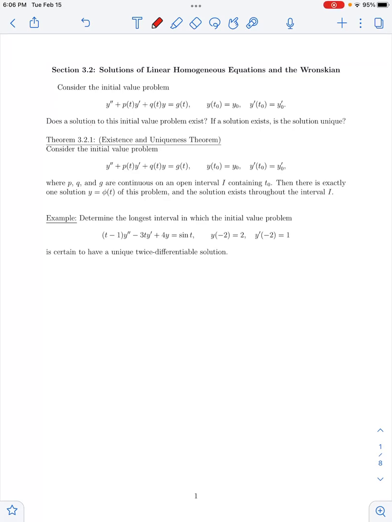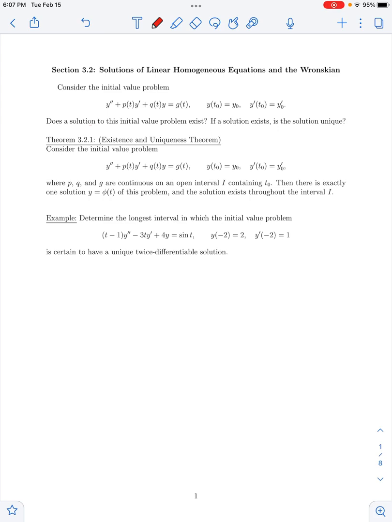Okay, in this lecture, we're going to start our section 3.2 material on solutions of linear homogeneous equations, in particular the theory of solutions of these linear homogeneous equations, and something called the Wronskian, which we'll introduce a little bit later in this section, which gives us useful information about solutions of a second-order linear equation.